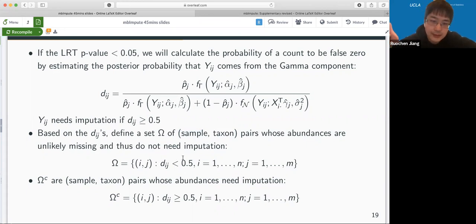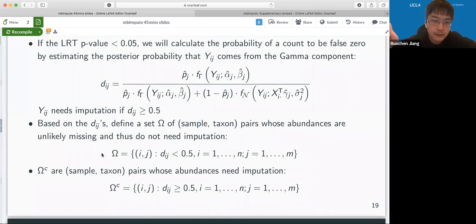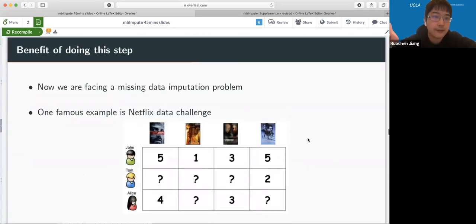And we want to see if that entry actually needs imputation or not. So that's how we define the two sets, omega and omega complement. The benefit of doing this step is to convert the previous convoluted problem, which involves different kinds of zeros, into a simpler problem. It's just a missing data imputation problem.